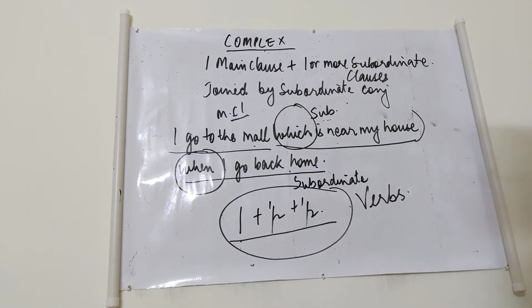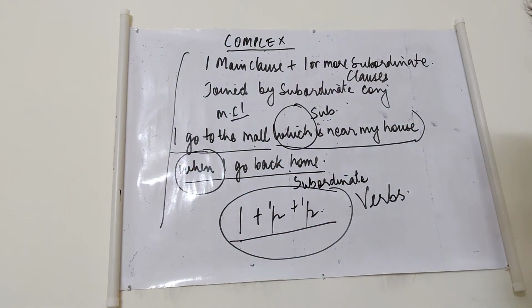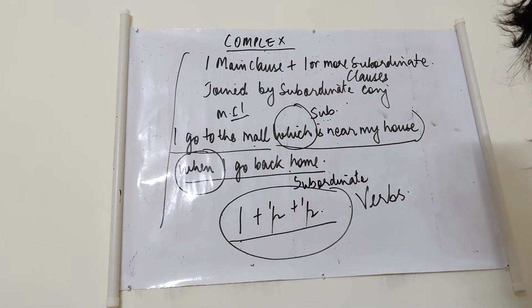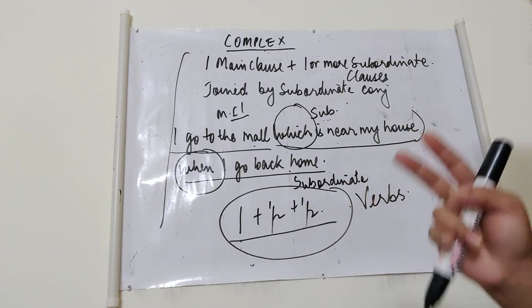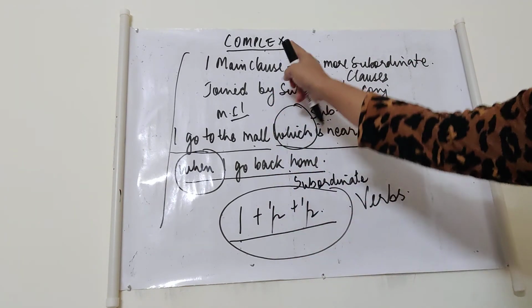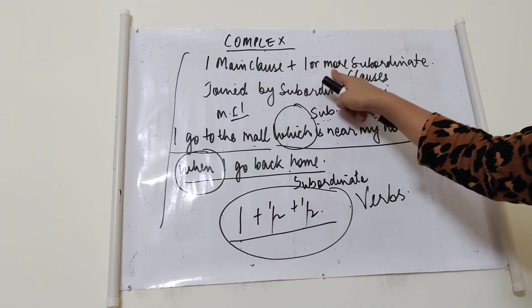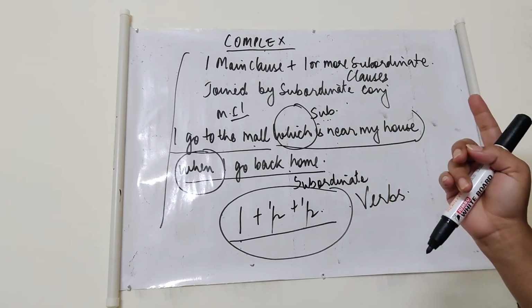Okay. So this again is, I think, sufficient for you to understand the difference between a complex sentence and a compound sentence. In a compound sentence, there were two main clauses which were joined by coordinating conjunctions, whereas in the complex sentence, there's one main clause and one or more subordinate clauses. But the main clause will be one only.